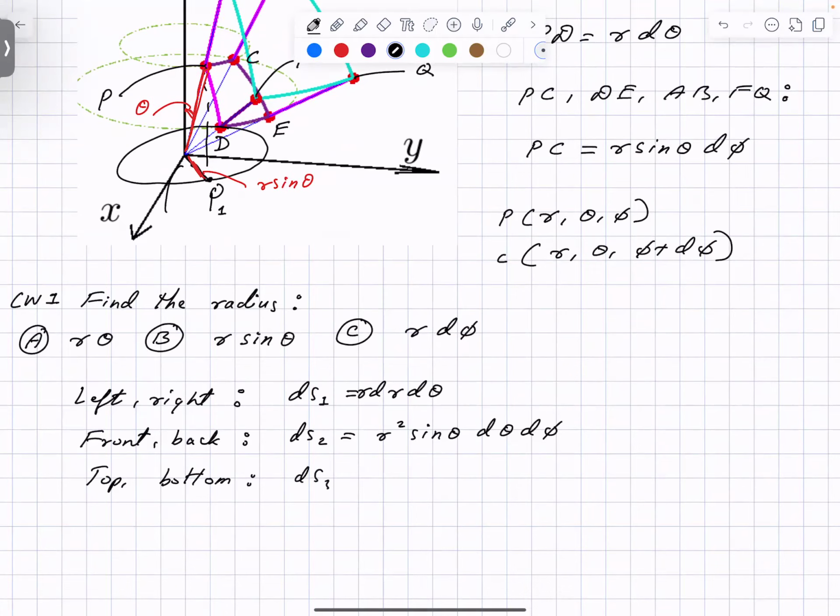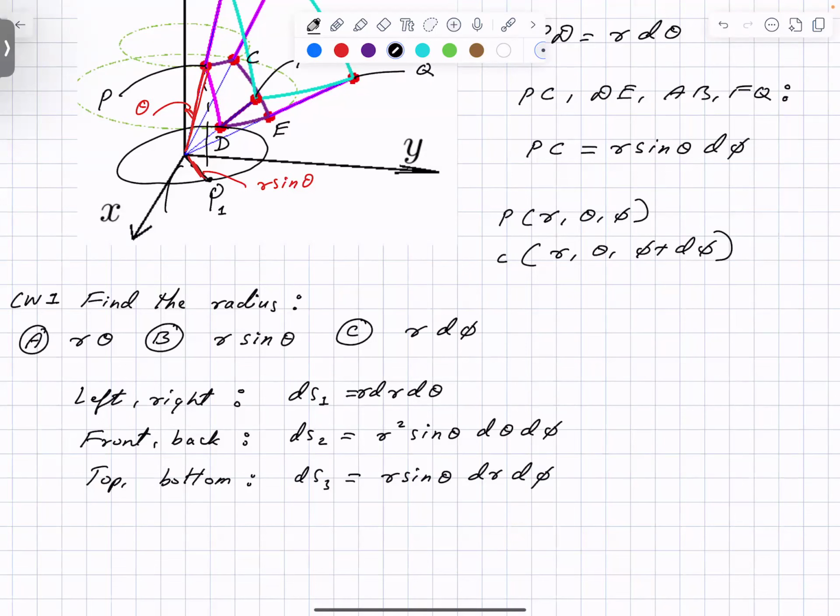We'll call that ds3. Now this one has variation over r and phi. So we get r sine theta dr d phi. Those are the three types of surfaces.